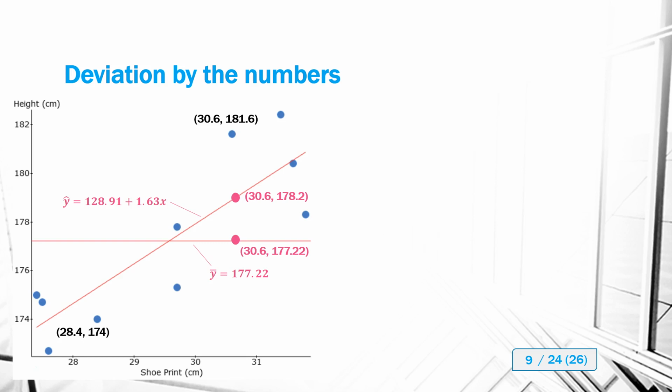Likewise, I can do the same thing for the second data point that we looked at, 28.4, 174. So its corresponding point on the regression line is 28.4, 175.31. Again, I just put 28.4 for my X value into the regression equation, and out comes 175.31. This is the corresponding Y value. And I can have a corresponding data point for the mean. So here we have the data points that correspond on the regression line and the mean line to the actual observed data points that are forming our scatter plot.